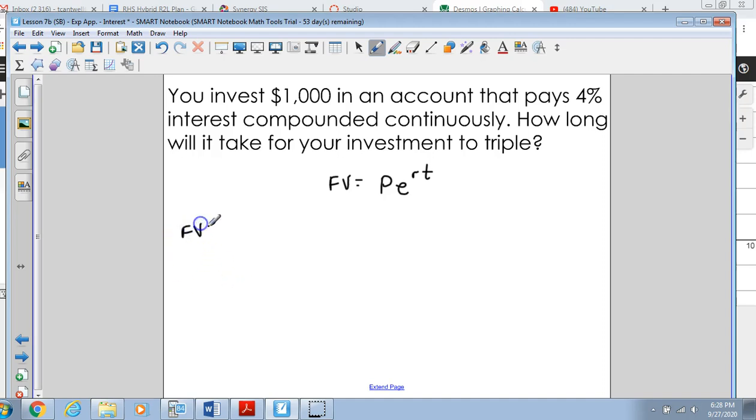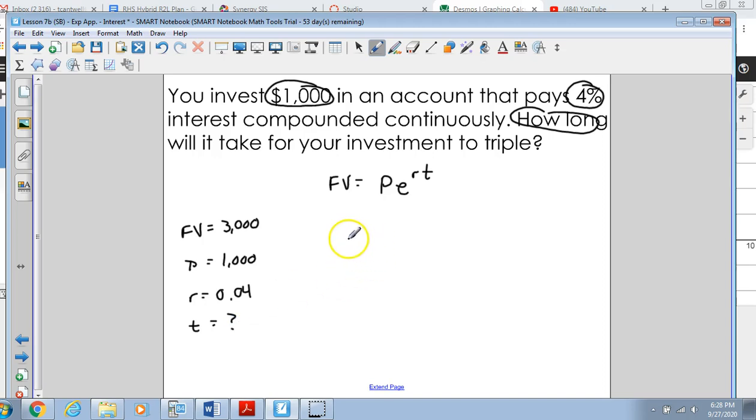So our final value here, if we invested $1,000, our principal was $1,000, then triple means our final value would be $3,000. And our rate, it's 4%, so 0.04. And t, that's what we're trying to find. How long will it take? So let's plug it in. 3,000 equals 1,000 times e to the 0.04t.